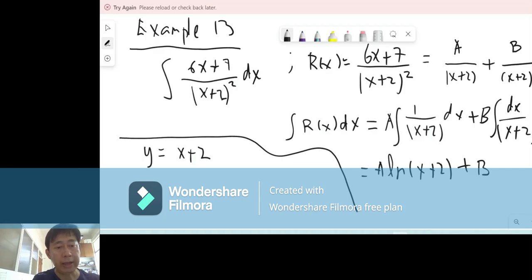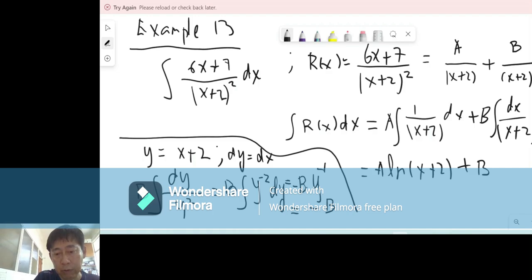Let y equal x plus 2. This integration can then be written as dy over y squared, because dy is just equal to dx according to this substitution. So the integration of the B term turns out to be simply B over x plus 2. This integration is simply equal to B over x plus 2 with a minus sign.